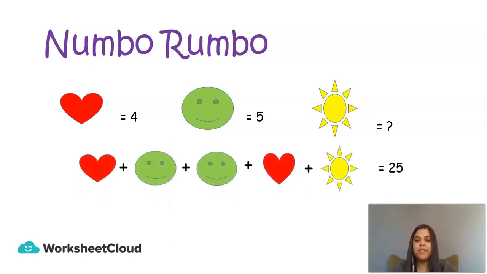And here we have the sum. It's a heart plus a smiley face plus a smiley face plus a heart plus the sun is equal to 25. You have to figure out what the sun is equal to, because we already have what the others are equal to. So I'm going to leave it on for a little bit, grade 3s, and you can try and see if you can figure out how much the sun is equal to.